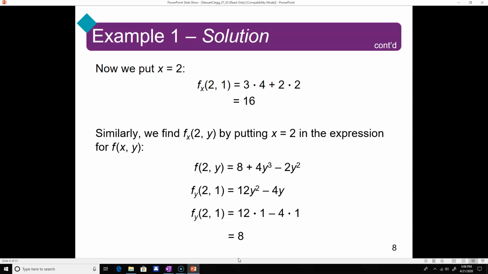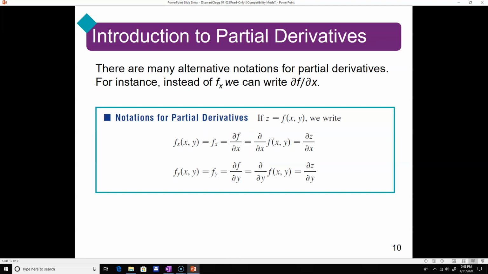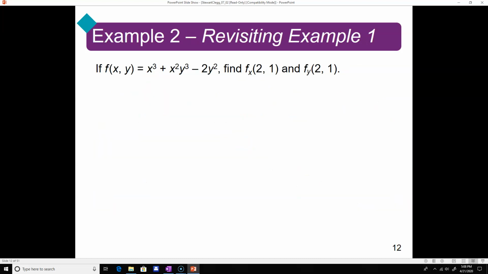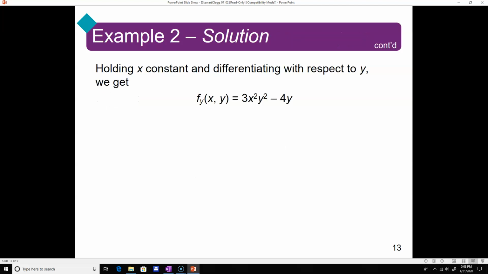Okay, so back to the slideshow. And again, we've got some notation for partial derivatives that we already kind of described. We see both things there. And now we'll just look at some partial derivative examples. So example 2 is just looking at example 1 through the lens that we did it. So notice our x partial derivative should be 3x squared plus 2xy cubed, which is exactly what we get. And then if we look at the y partial derivative, we should get 3x squared y squared minus 4y. So let's check and see that we get that. Yes, we get that also.